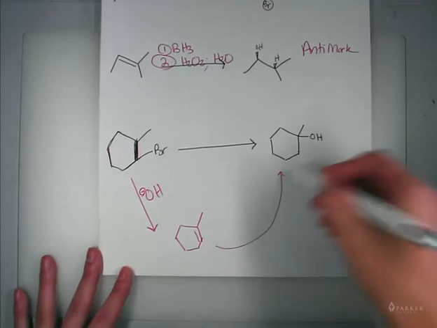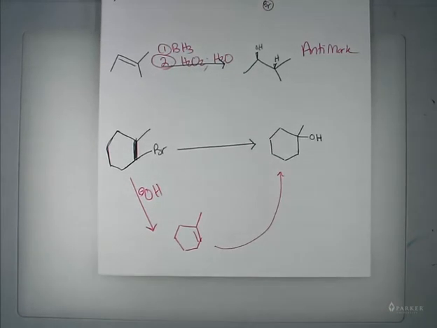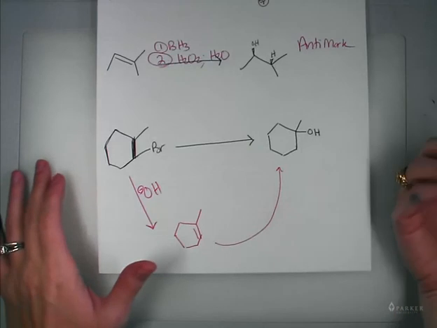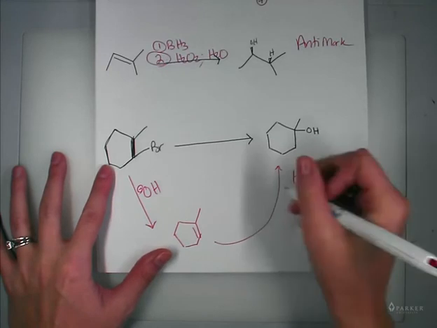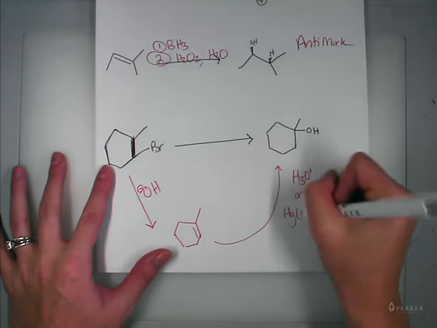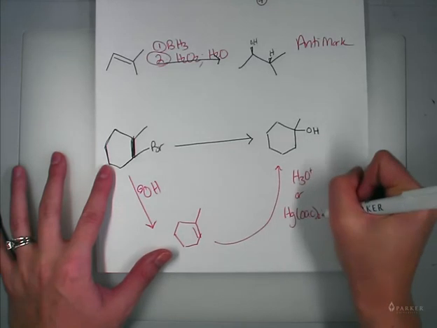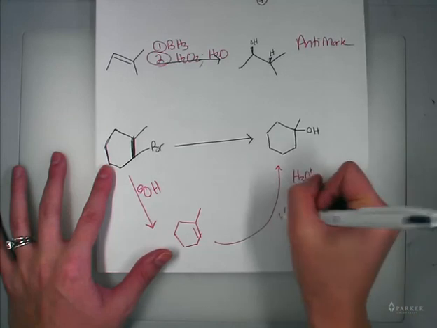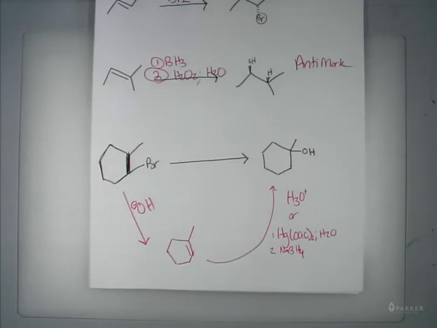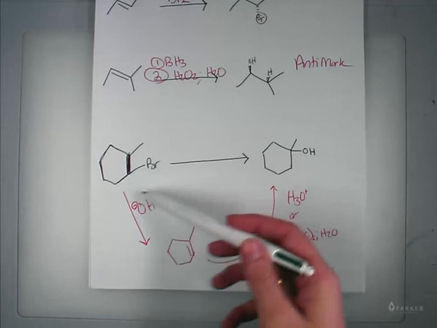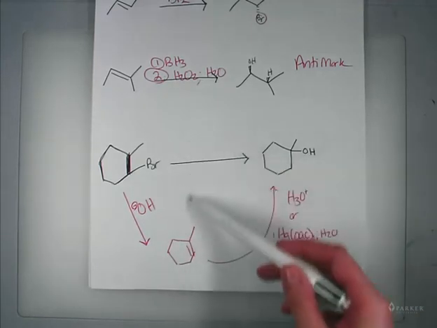Now, how do I go from here to here? Add water, and is water added Markovnikov or anti-Markovnikov? Markovnikov. So there's two choices. What's one of them? H3O+, or the mercury, right? Whenever it's more than kind of one step, I usually do it like this in my head so I can see all the steps. You can technically list them out right here, kind of like we did here.